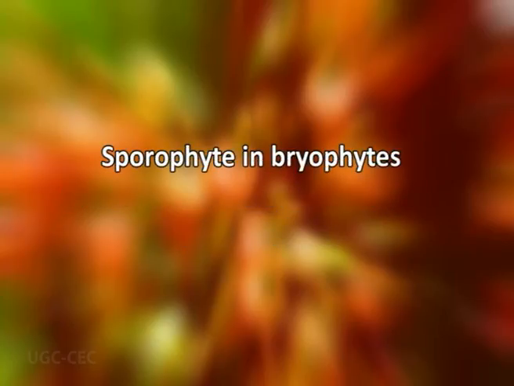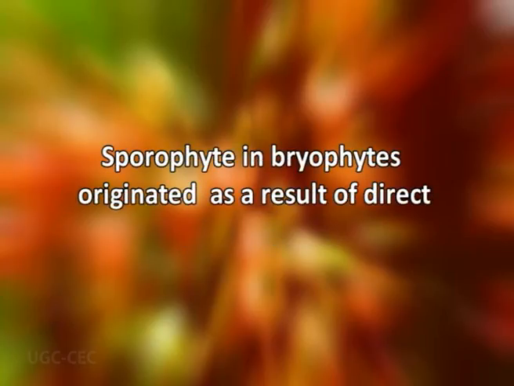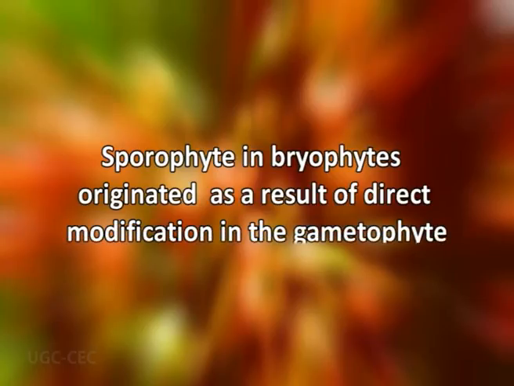The other strong evidence of the homologous theory or direct modification is the phenomenon of apogamy and apospory occurring in present day bryophytes and pteridophytes, where sporophyte develops directly from gametophyte without involving gamete formation and fertilization. The homologous theory thus believes that sporophyte in bryophytes originated as a result of direct modification in the gametophyte.